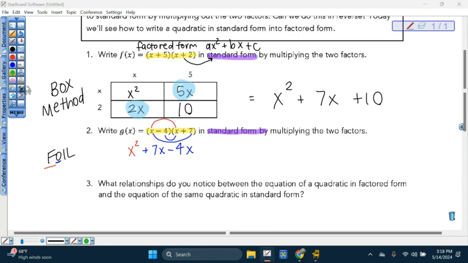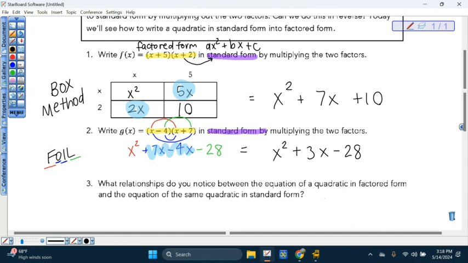Good. And those are my outers and my inners. What about my last times last? Negative 28. And again, I can combine my like terms. So what is my final answer? X squared plus 3x. Perfect. X squared plus 3x minus 28.